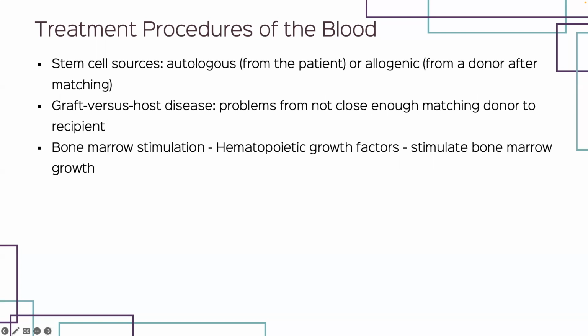And then you've got your stem cell sources, your graft versus host disease, which is the problems from not matching donor to recipient close enough. And then you've got bone marrow stimulation that can be done with.